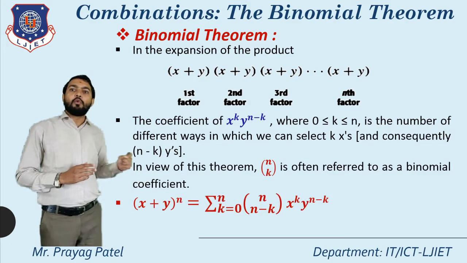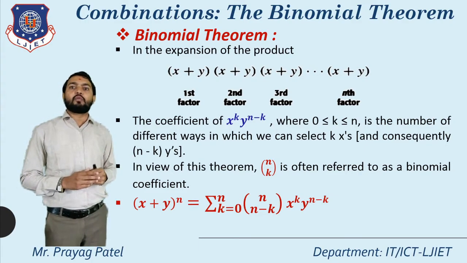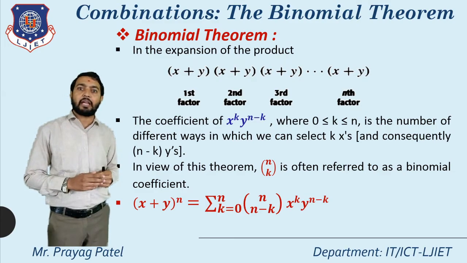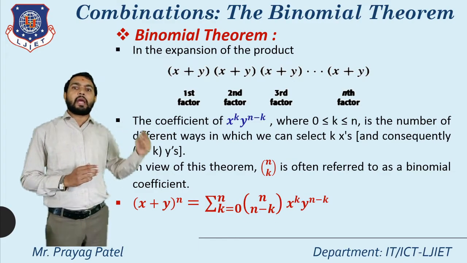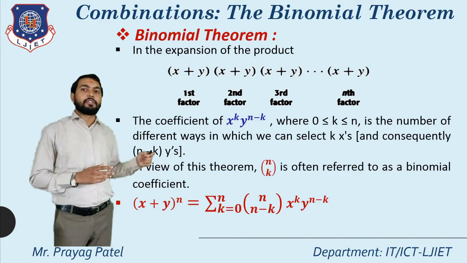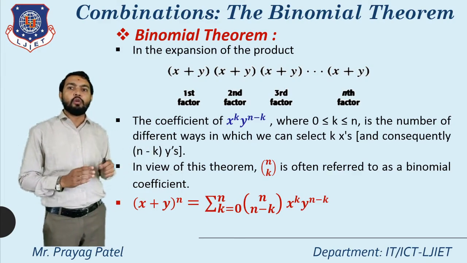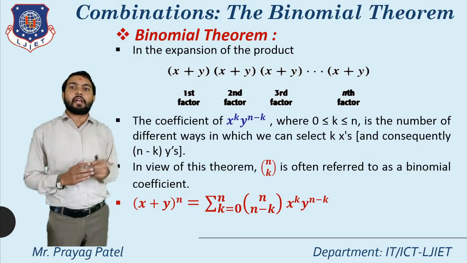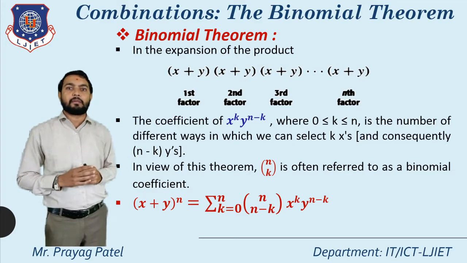Now the formula is (x plus y) raised to n equals sigma k equals 0 to n of nCk, x raised to k, y raised to n minus k. So this is the formula for finding the binomial coefficient or binomial value for this binomial equation. So if our equation is (x plus y) raised to 100, then we put 100 in place of n.